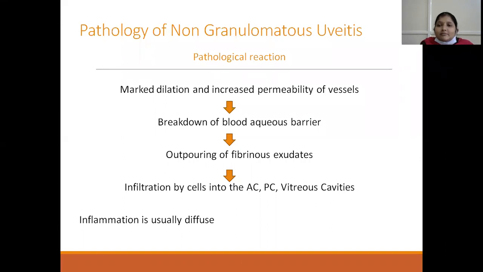Here there is marked dilatation and increased permeability of the vessels. So as in any inflammation, the first change is the changes in the vessels. Because of the dilatation and increased permeability, there is breakdown of the blood aqueous barrier. So there is outpouring of exudates into the anterior chamber, posterior chamber, as well as vitreous cavities. And the inflammation is usually diffuse. Because of all these reactions, we have waterlogging of the iris and aqueous cells, flare, keratic precipitates, which I will discuss in later slides.